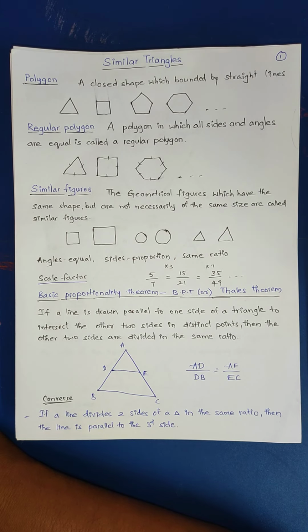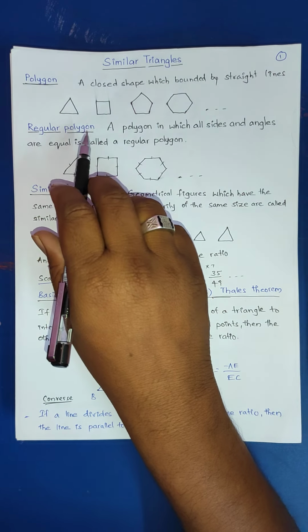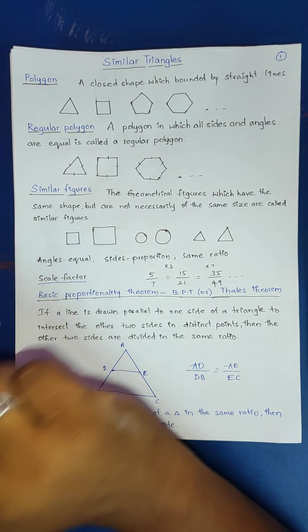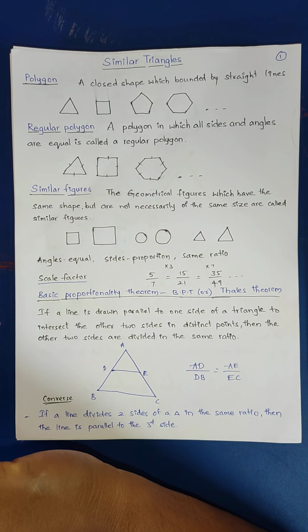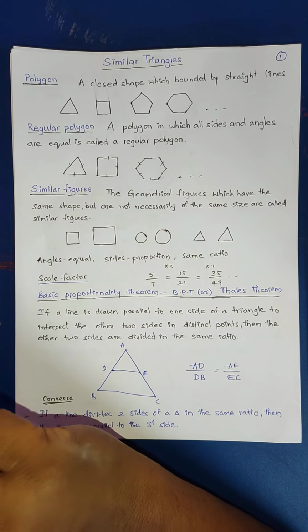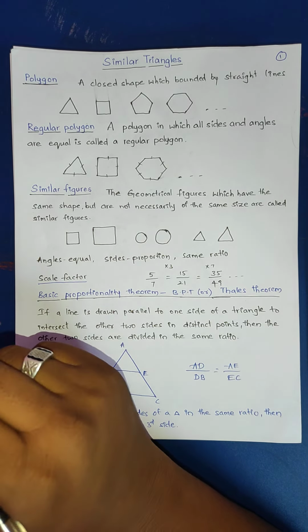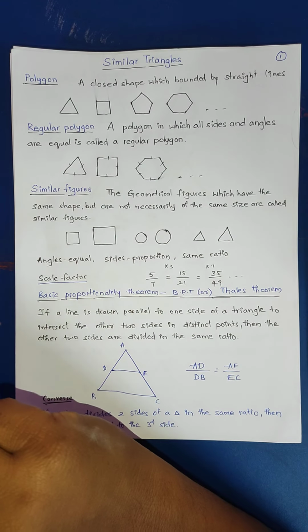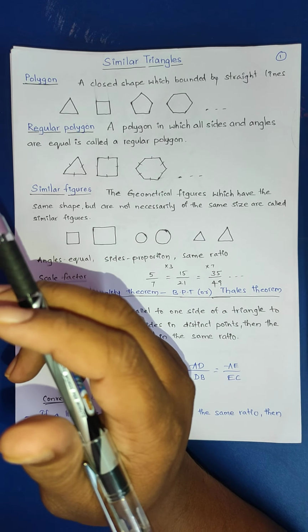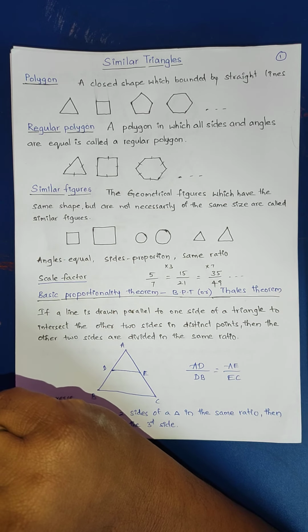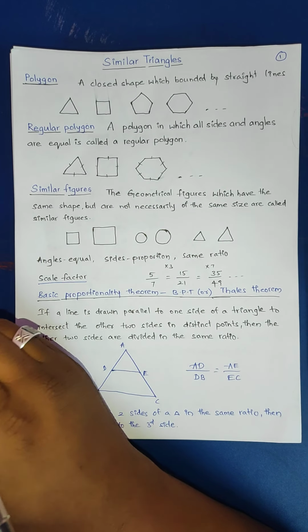Hi everyone. Today our topic is similar triangles. What is meant by similar? Generally, we say that this boy looks like Chiranjeevi, this boy looks like Virat Kohli. Similar means alike.